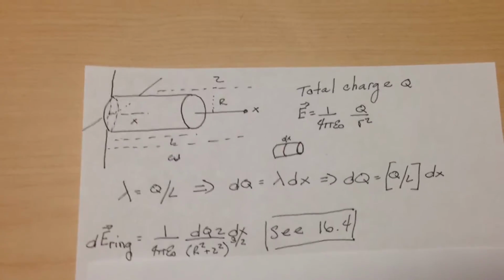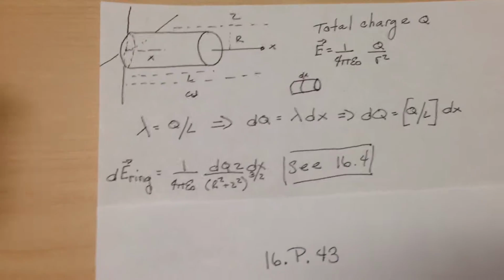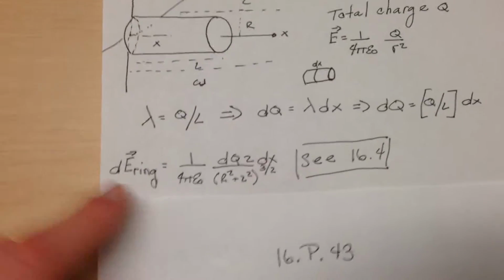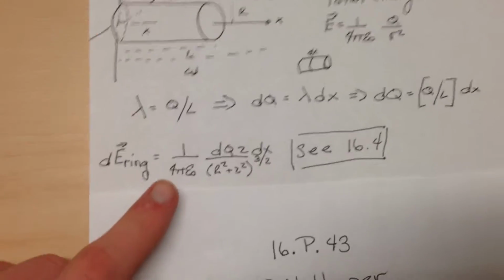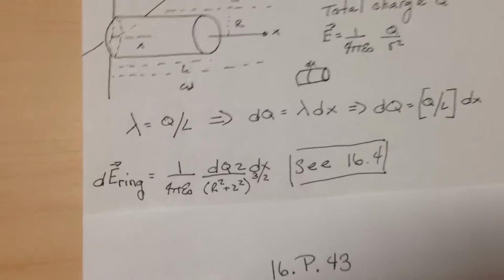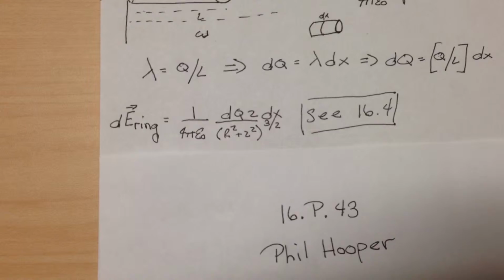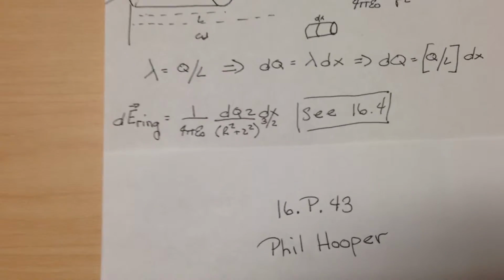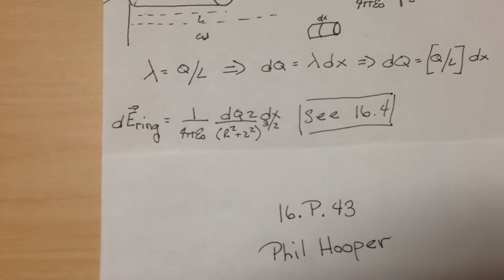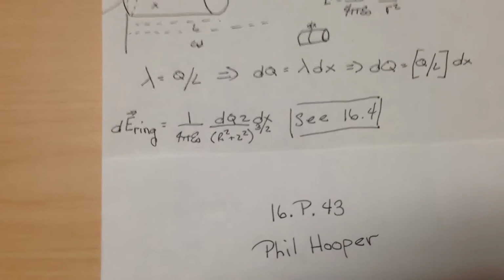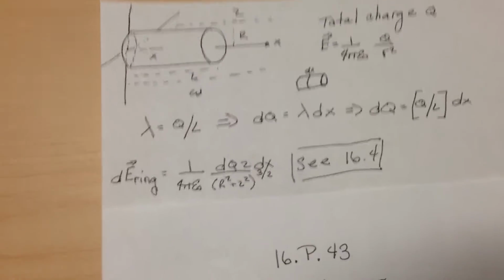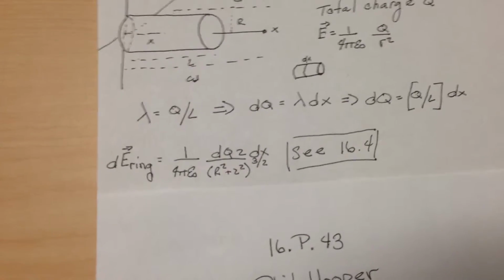Now we know that the electric field due to a charged ring is 1 over 4 pi epsilon naught dq, or q z, over r squared plus z squared to the 3/2. And proof of this can be seen in section 16.4. It's out of scope for this video, but it's using another integration to prove that.